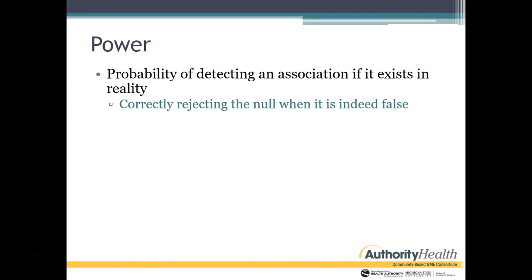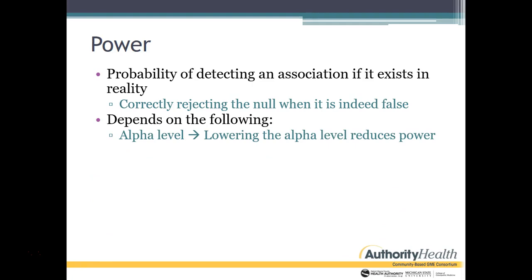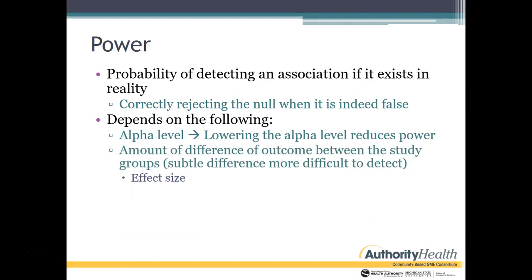Power is the probability of detecting an association if it exists in reality, which is basically correctly rejecting the null when it is indeed false. And it depends on the following. So power depends on alpha level, and lowering the alpha level reduces your power. It depends on the amount of difference of an outcome between the study groups. So, of course, the subtler the difference, the harder it is to detect, and that's when we talk about effect size.